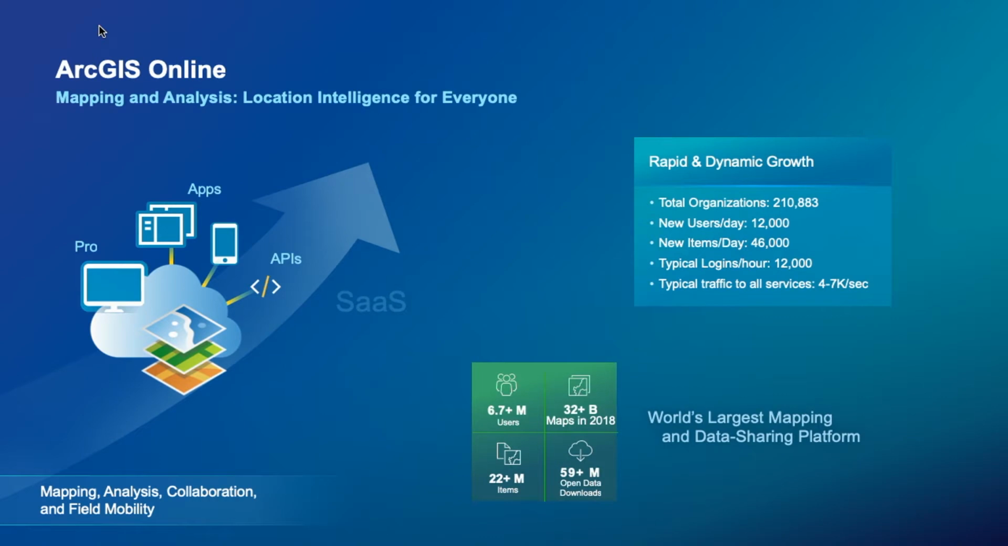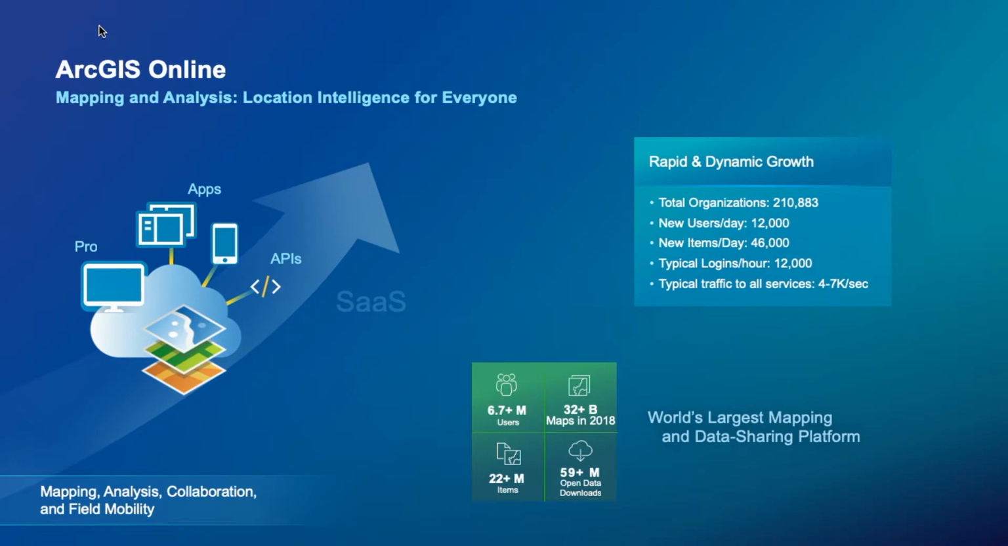So ArcGIS Online overall, and we won't spend a lot of time on this, but it is a super high growth area. Obviously, it's our software as a service in the cloud. The key focuses are mapping, analytics, collaboration, which we're going to spend a lot of time on today with the sharing concepts. And then, of course, one of the things it does really well is enable field mobility, and a lot of things you can do there.